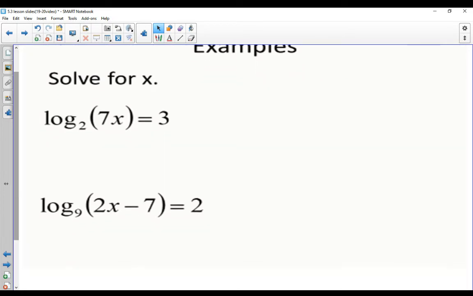So let's say you got these two log equations we got to solve for x. And we're going to solve them using the loop method. So start here at your base of 2. We'll loop out to the 3, and then loop back into the 7x.